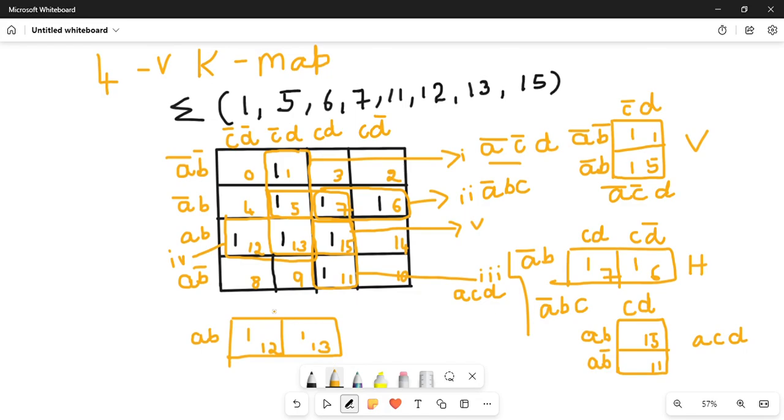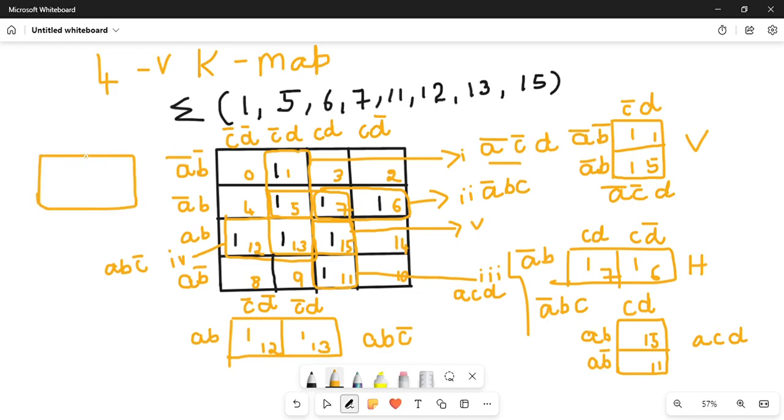Here, on column number 1, it is C bar D bar, and 13 lies in column number 2. On the top you have C bar D. Now AB you consider as it is, and here you take the common between C bar D bar and C bar D, wherein you get C bar. So you write it over here, and the fourth one is A B C bar.